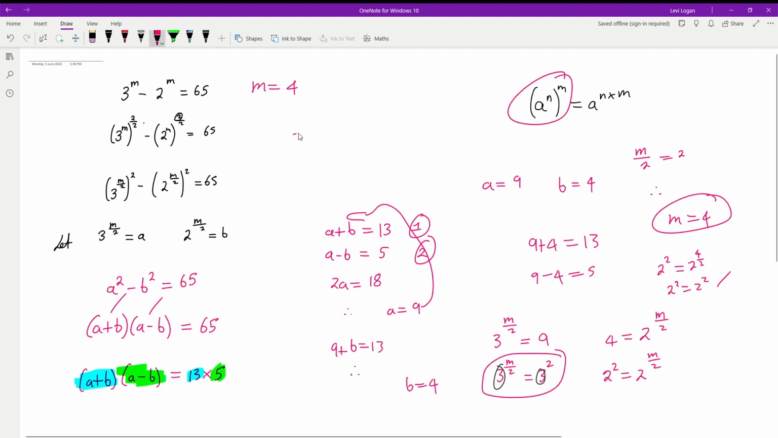So if we had 3 to the power of 4 minus 2 to the power of 4, what's this going to be? 3 to the power of 4, if I put that in my calculator, that's going to be 81. And if I put 2 to the power of 4 into my calculator, that's going to give you 16. So 81 minus 16 is 65, which satisfies that. So m equals 4 is the only solution to this.